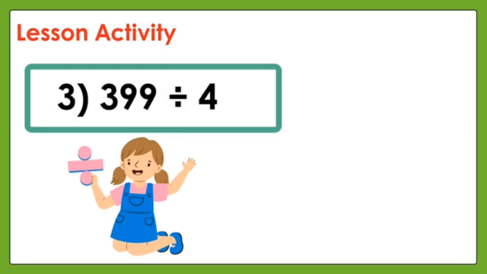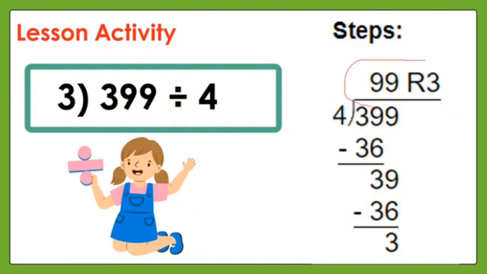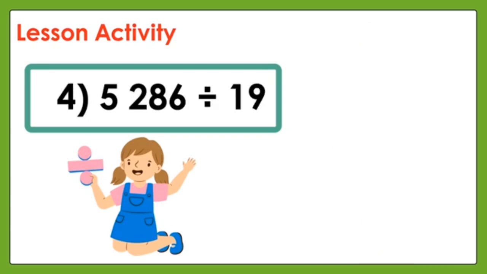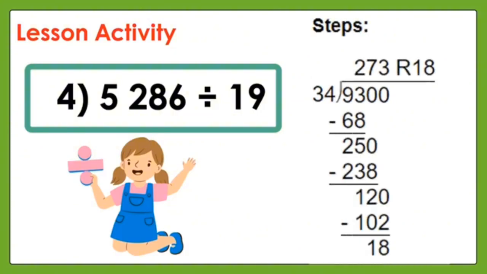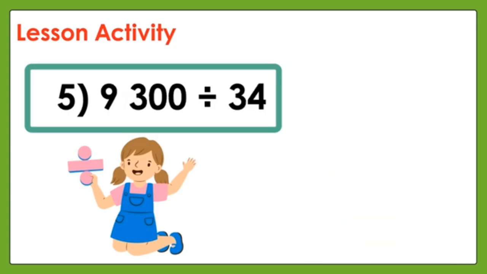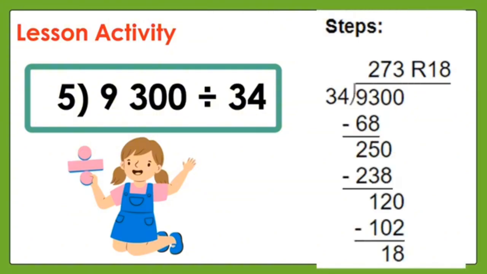Number 3, 399 divided by 4 is equal to 99 with remainder 3. Number 4, 5,286 divided by 19 is equal to 273 with remainder 18. Number 5, 9,300 divided by 34 is equal to 273 with remainder 18.